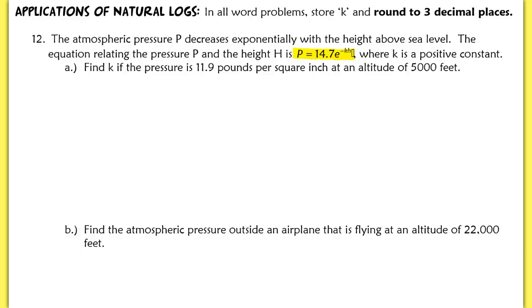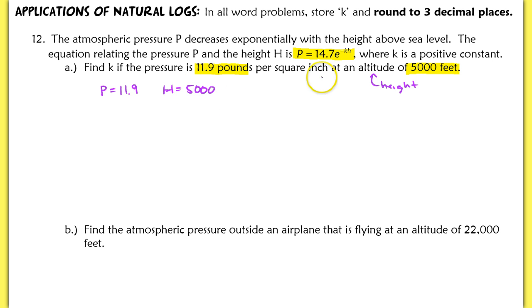So here in part A it says find k if the pressure is 11.9 pounds per square inch at an altitude of 5,000 feet. So right now they're defining for us that P equals 11.9 when our height, our altitude, right, this word just means height, is 5,000 feet.